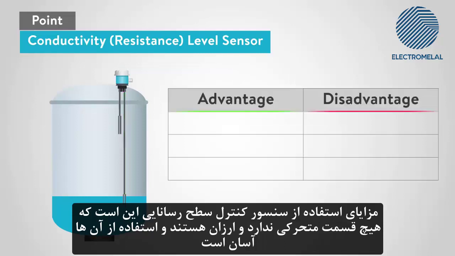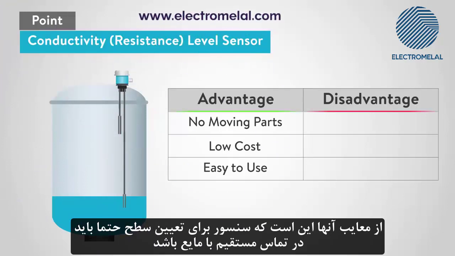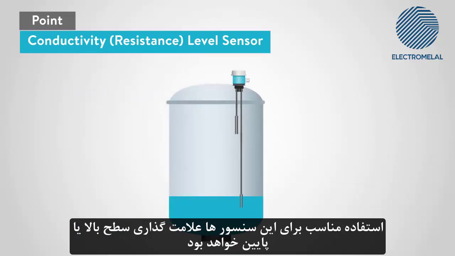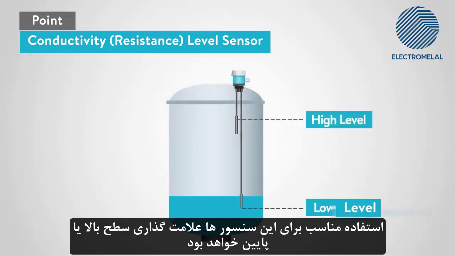The advantages of using a conductivity level sensor are there are no moving parts, they are low cost, and fairly easy to use. The disadvantages are they are invasive, meaning they must touch the product being sensed, they only sense conductive liquids, and the probe will erode over time. Appropriate use for these sensors would be for signaling high or low levels.